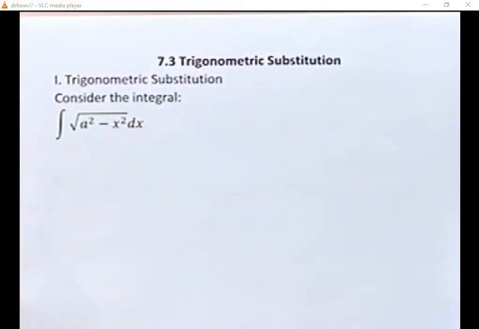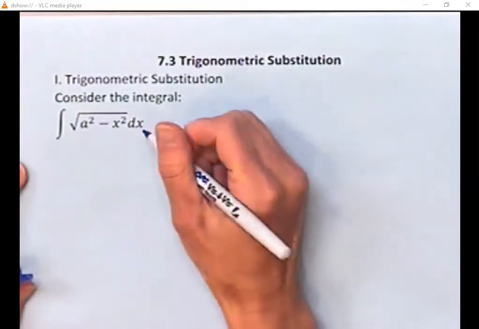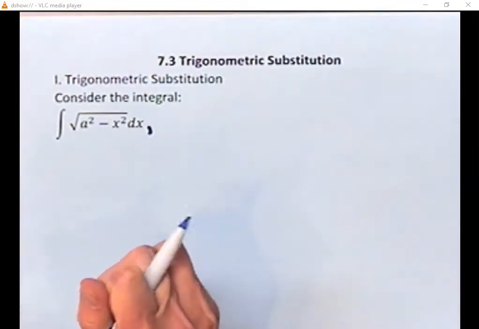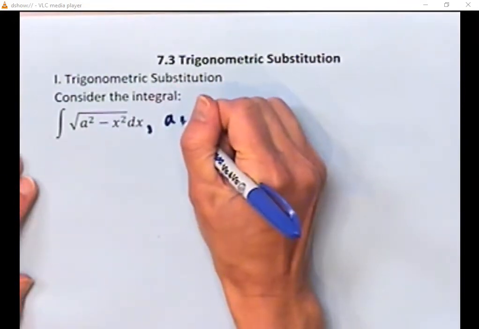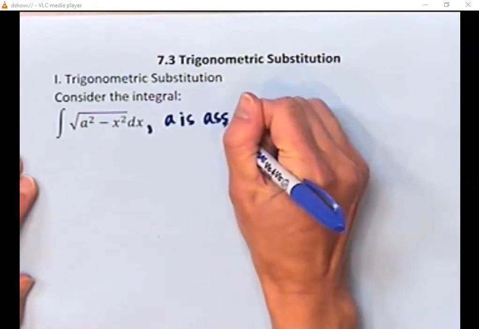Okay, so let's go ahead and get started on how we're going to use this idea of trig substitution. This really came about when we have integrals that look something like this, the integral of the square root of a squared minus x squared dx. And here you should know that a is just a constant, and I'll write that a is assumed to be a positive constant.